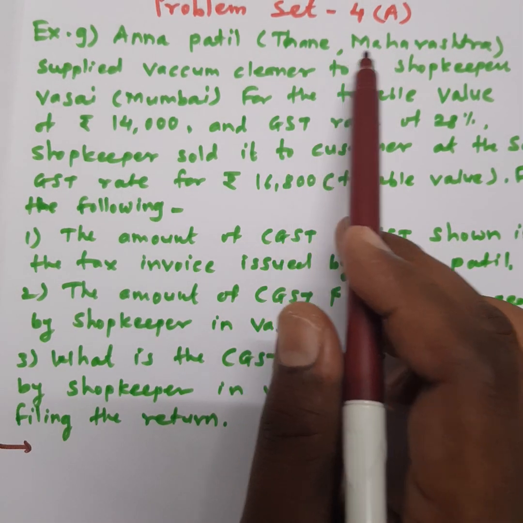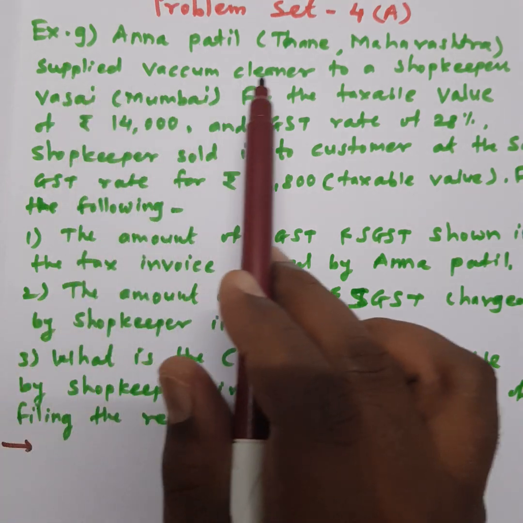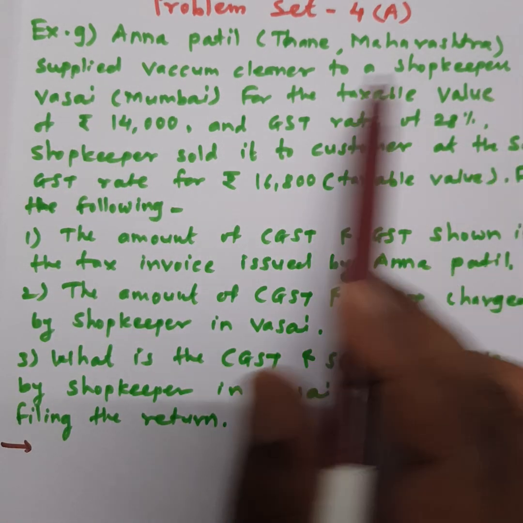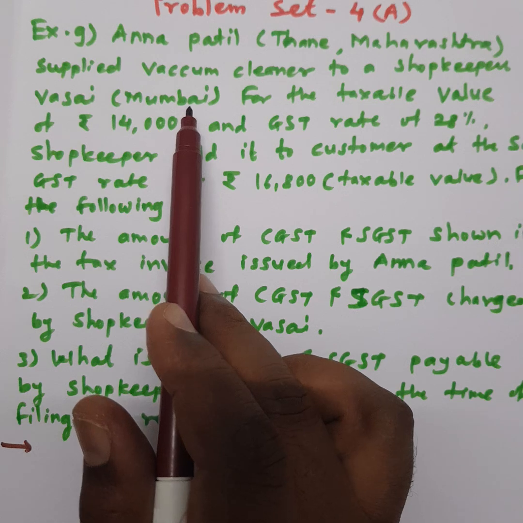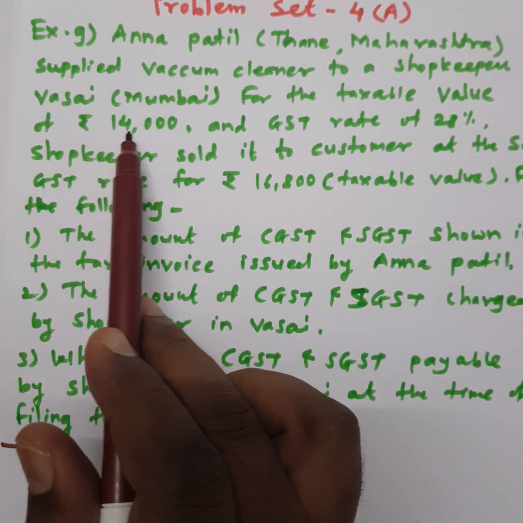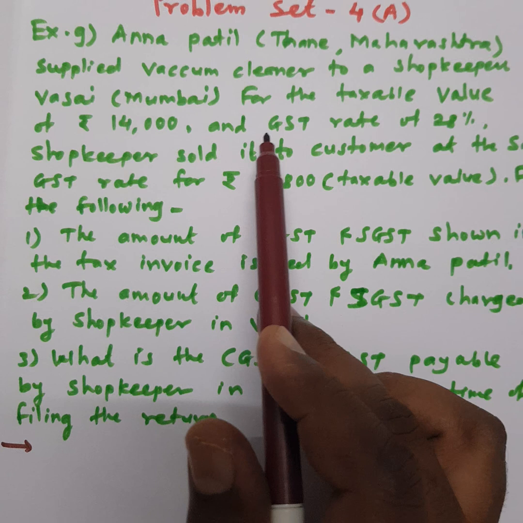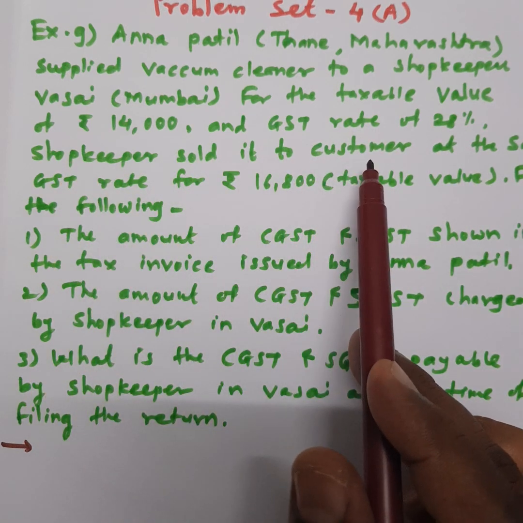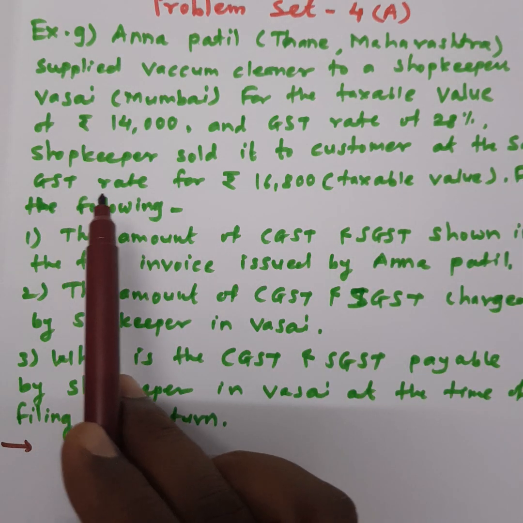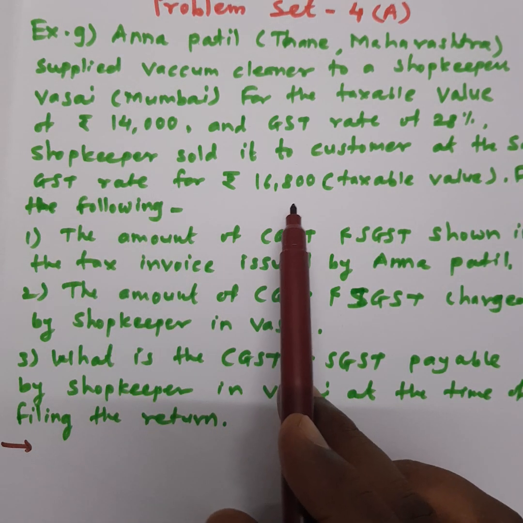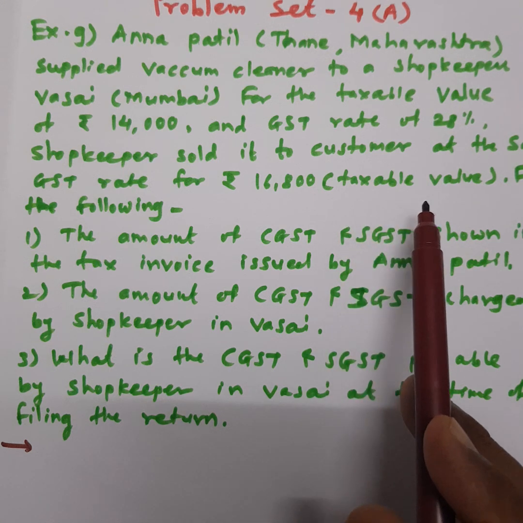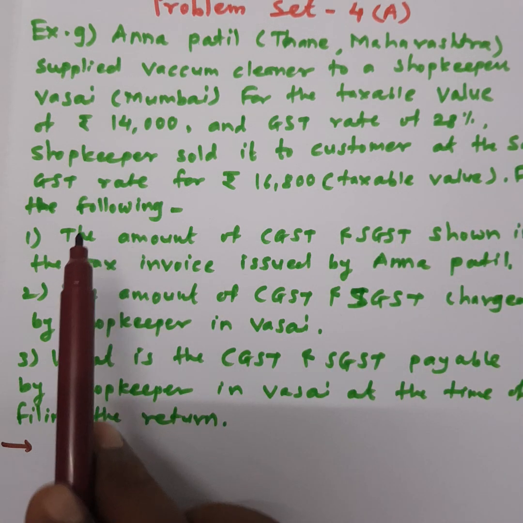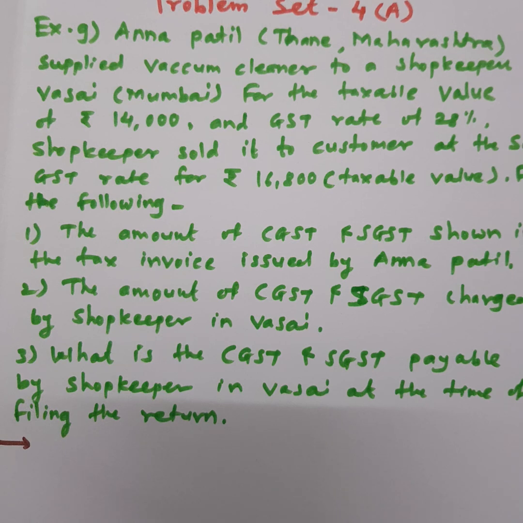Anna Patil, Thane, Maharashtra, supplied a vacuum cleaner to the shopkeeper in Vasai, Mumbai for the taxable value of rupees 14,000 and GST rate of 28%. The shopkeeper sold it to a customer at the same GST rate for rupees 16,800, that is the taxable value. Find the following. Here the chain is of three members: Anna Patil, shopkeeper and customer.